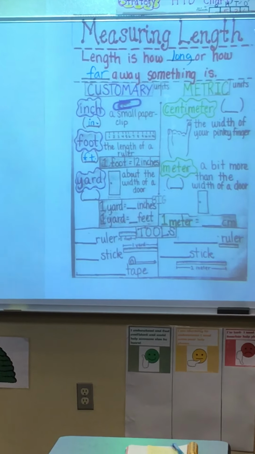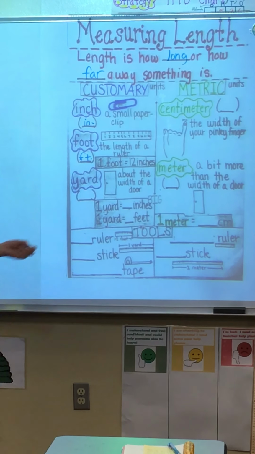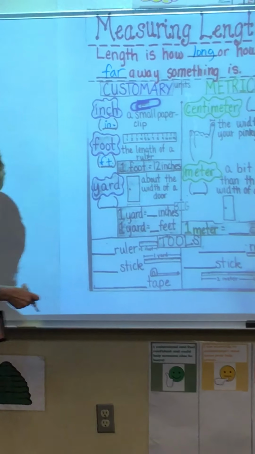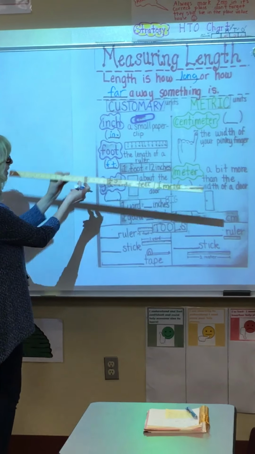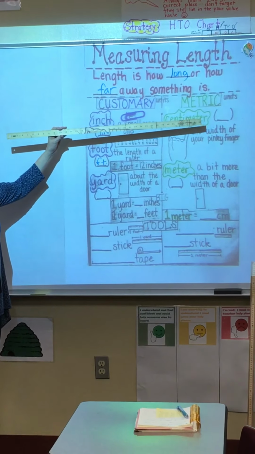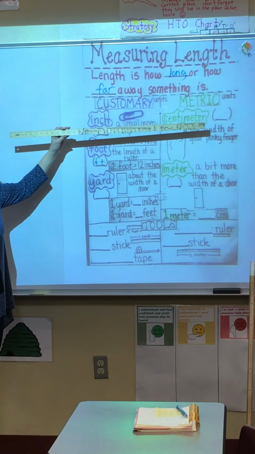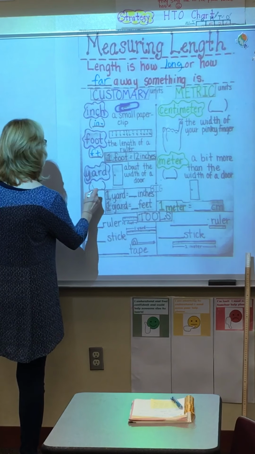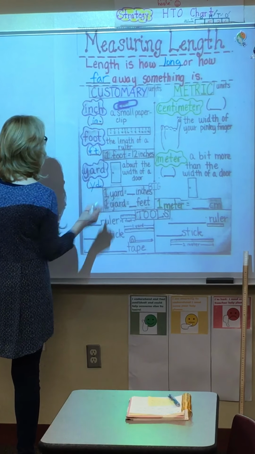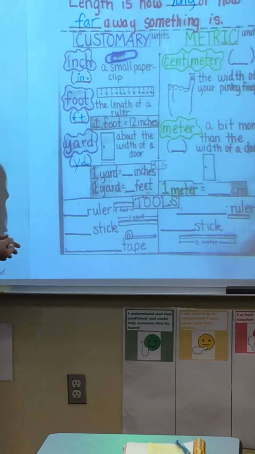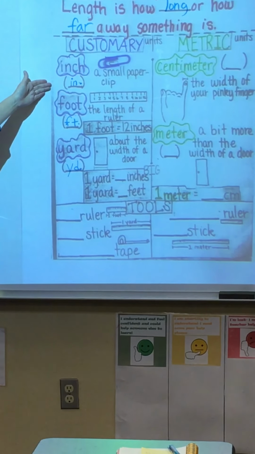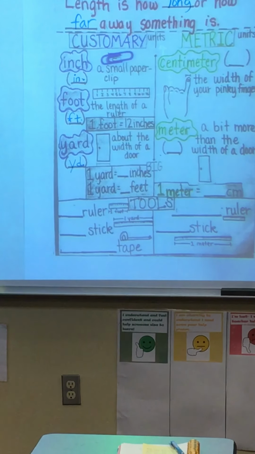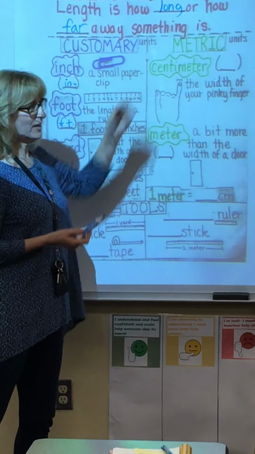Okay, next we have the yard. The yard is about the width of a door. So it's pretty wide, and we can use the yardstick for that. You can see how wide that is. We use that for larger things. The yard is YD period. There's our abbreviation. So again, we have inch, foot, and yard. Miss Hill is going to come and explain about the metric units.